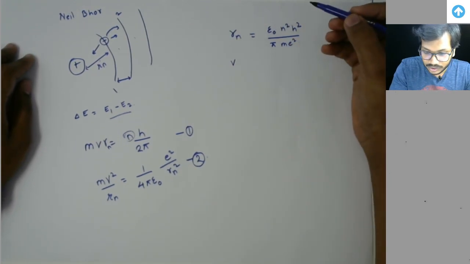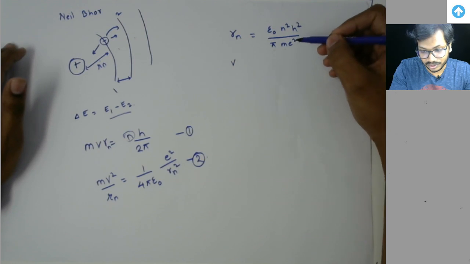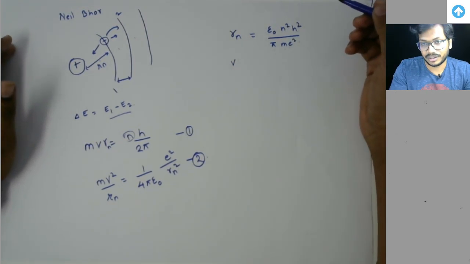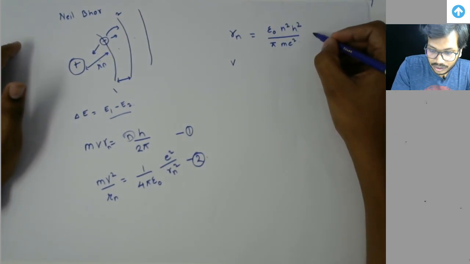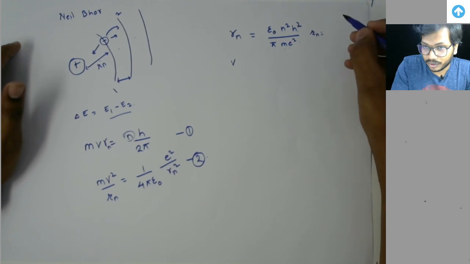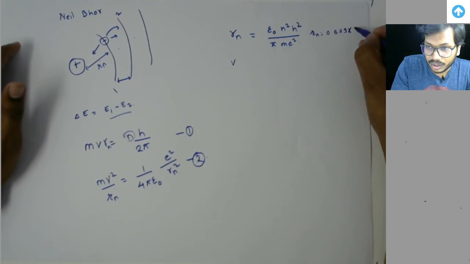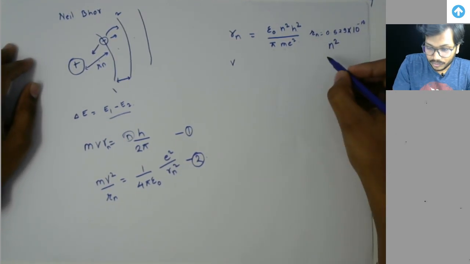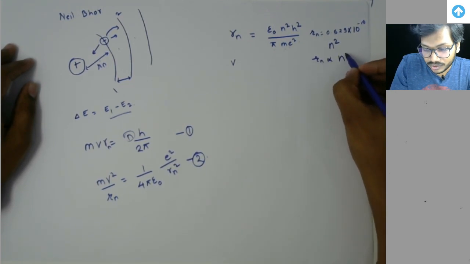So epsilon naught is a constant, Planck's constant is a constant, pi is a constant, mass of electron is known, charge of an electron is known, everything except for n square is known. So if we put values of everything in this relation, we will get Rn is equal to a constant value, that is 0.529 into 10 raised to minus 10 into n square. Or we could also say Rn is proportional to n squared.